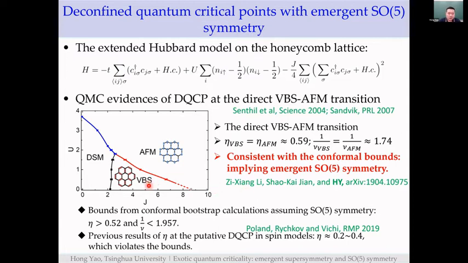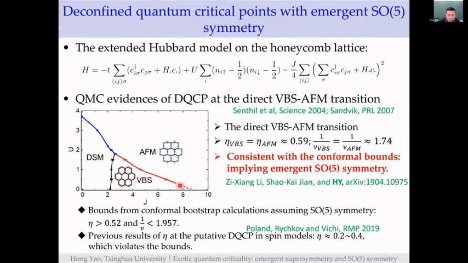And then we study the transition between the VBS and antiparallel state. We found that when U equals 0, the transition is first order, not continuous. However, when U is in this range, we found that the transition is a continuous phase transition. So there's a tricritical point separating the continuous phase transition from this first order phase transition.